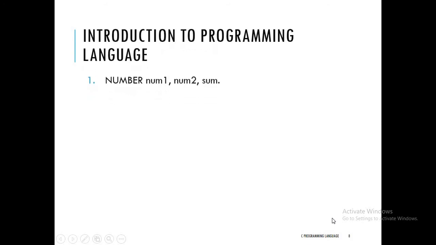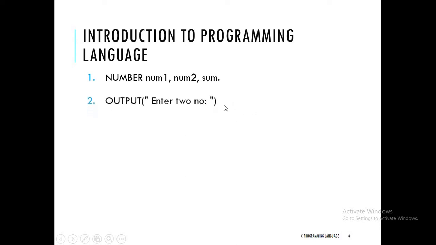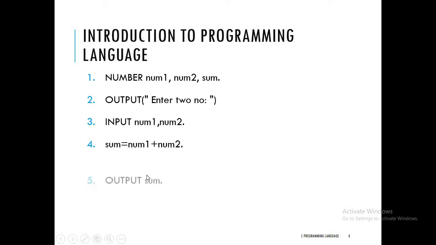Next, pseudocode. Pseudocode is another methodology which is used to solve a problem. Here this number is the code. Number means we are going to declare the variables num1, num2 and then sum. Output, enter two numbers. The user will enter the input num1, num2, and then do the operation sum equal to num1 plus num2. The num1 and num2 values will be added and stored in sum, and then output sum.